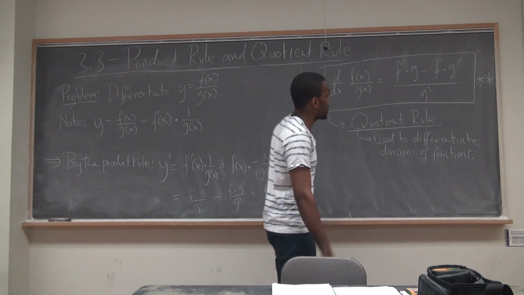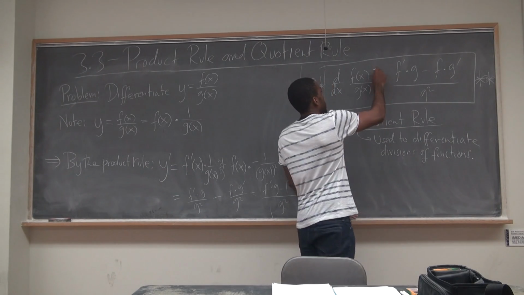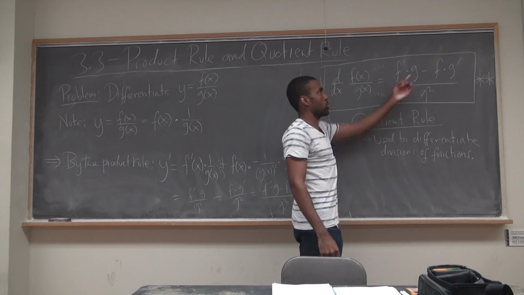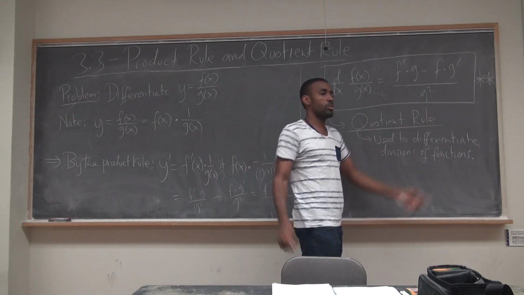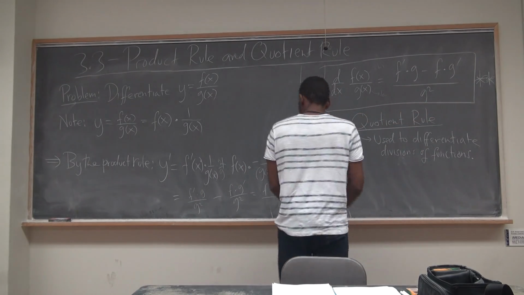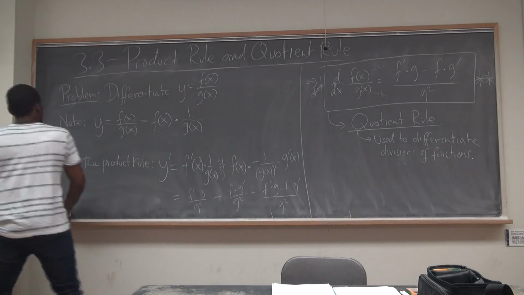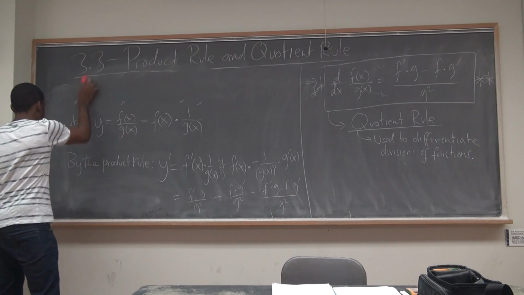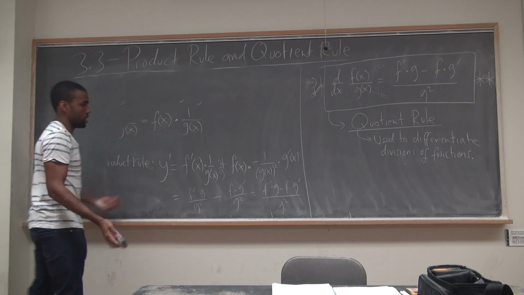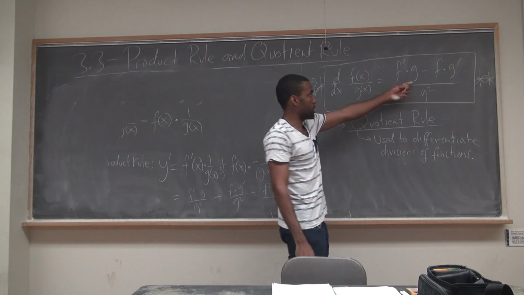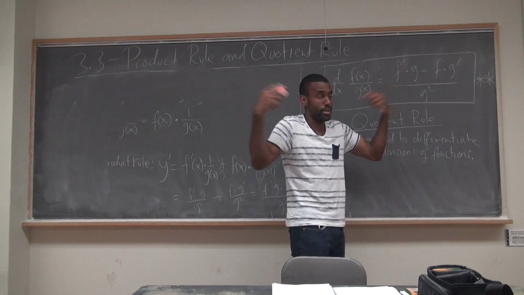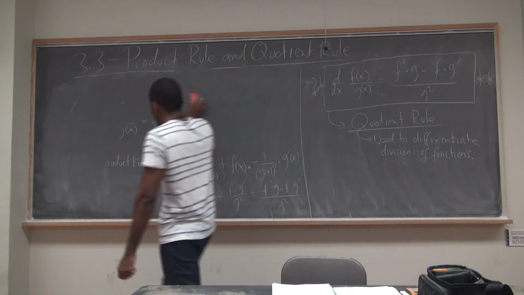There are many mnemonics for remembering this. Some people call this the high and that the low, because it's on the bottom, and it's like low d high minus high d low over low squared, or some sort of phrase. I literally remember it as a phrase as well. I just say it's the bottom times the derivative of the top minus the top times the derivative of the bottom over the bottom squared. I literally say that in my head all the time.